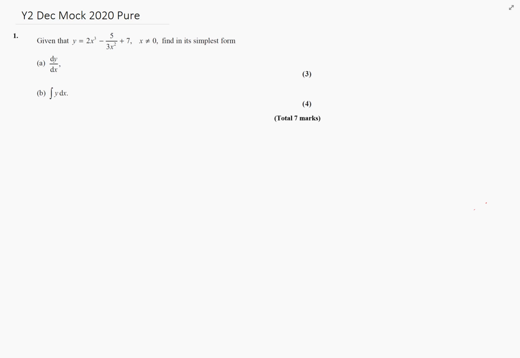Hello, this is the 2020 December mock paper for Year 2 Pure, starting with this question on, first of all, differentiation. So we've got to differentiate this. I would start by writing it out like this.